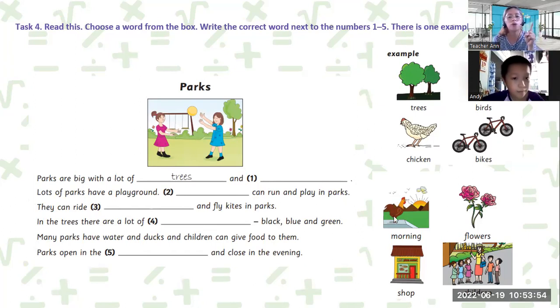Now, my question. Do you know how to write in the computer? Andy, can you write in the computer? Yes. Okay. You write your answer here in the gaps. The answer is here. You can find the answer here. Let us see. Okay, go, Andy.